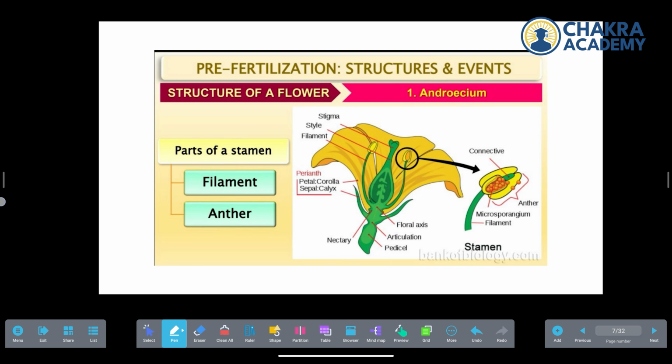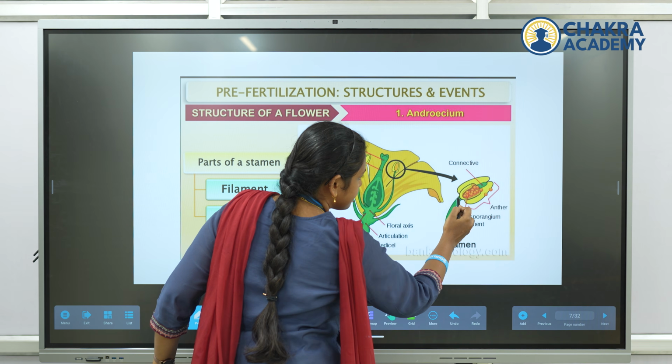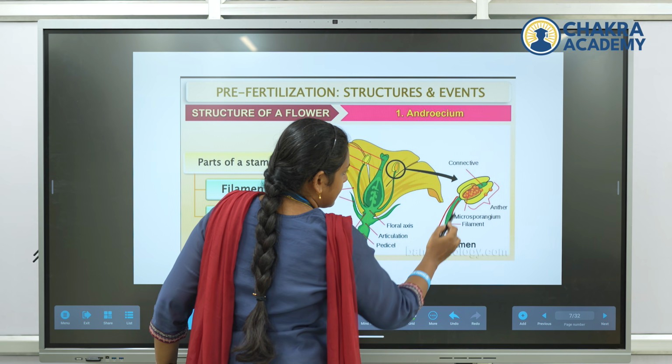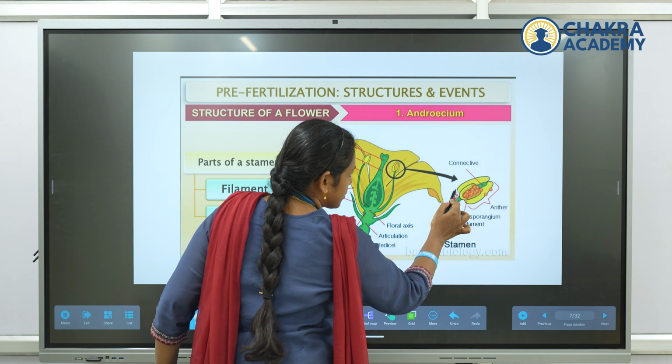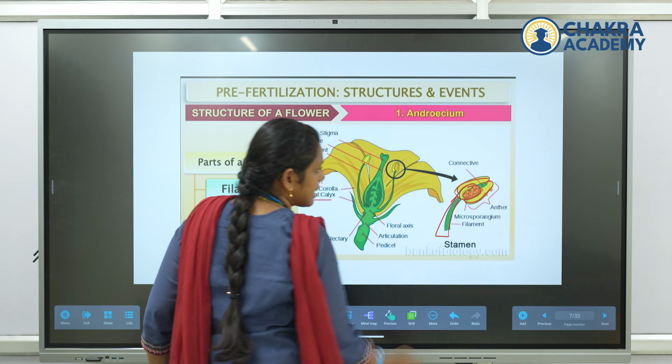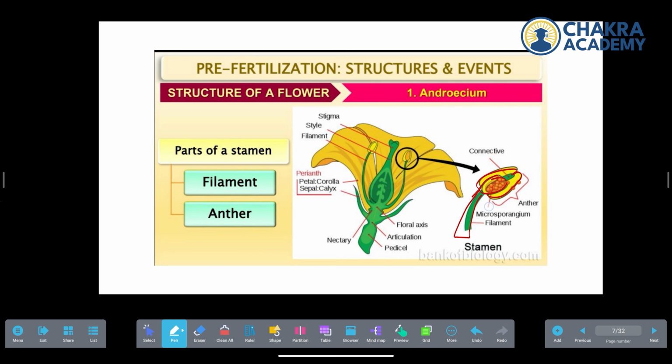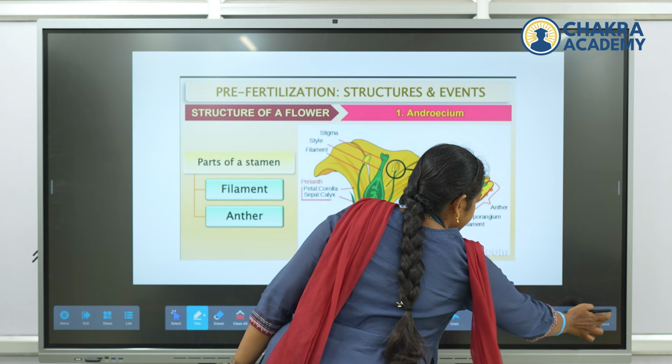Now, the parts of a stamen: filament and anther. Can you see the picture? In the picture the filament and anther are clearly seen. In the stamen, the basal part is known as the filament and the bilobed structure is called the anther. Inside the anther there is a microsporangium.